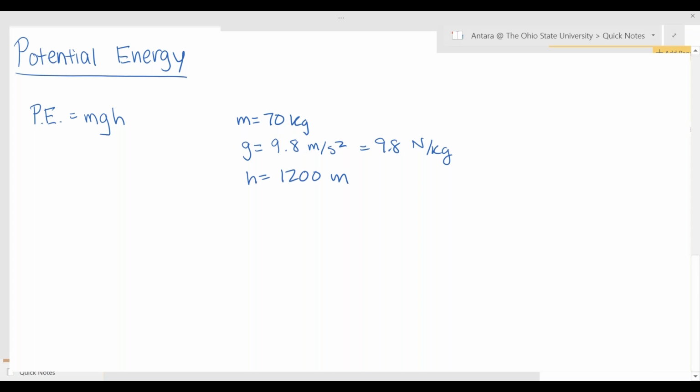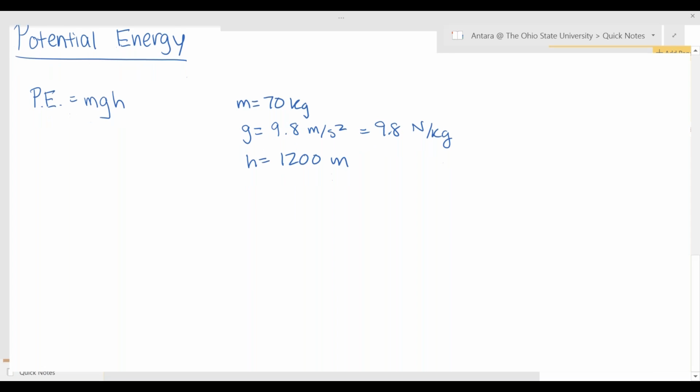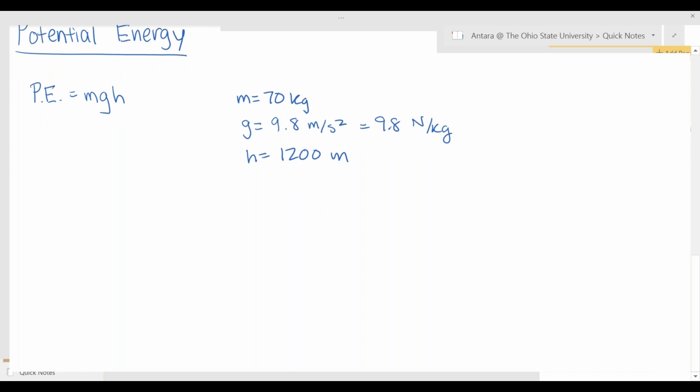And all of these are in the correct units. So when we actually put in the equation, we will get joules for potential energy. So when we plug this in, we get potential energy equals, we're going to put 70 kilograms and 9.8 meters per second squared, and then 1,200 meters.